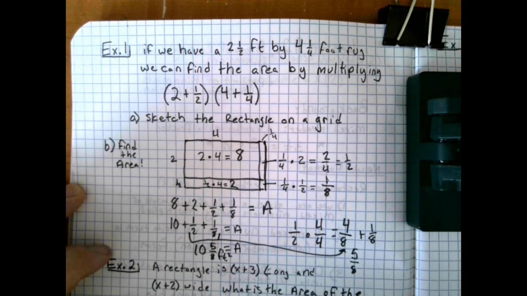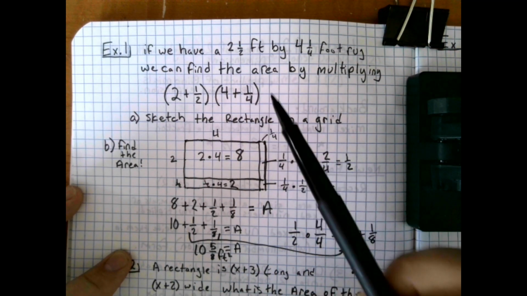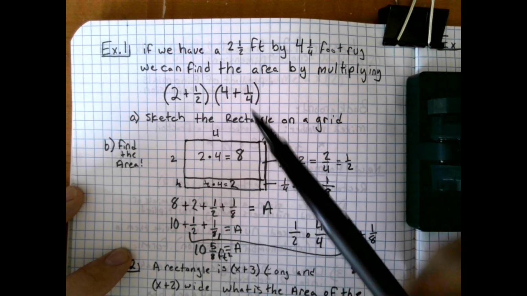Alright, that's example 1. Now, working through it, we were given our two mixed numbers multiplying, written as a whole number plus a fraction.